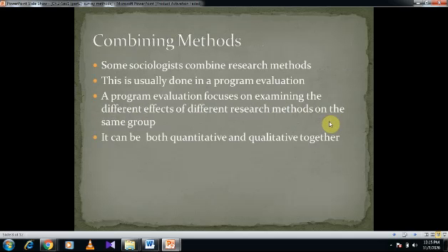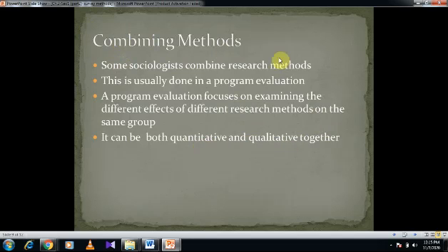Another type of research method is combining methods. From the title, we combine qualitative and quantitative methods together. Why? To ensure different results or to ensure total results. I have a topic that needs both quantitative and qualitative information or methods. I need both emotions, words, and I need exact statistics.